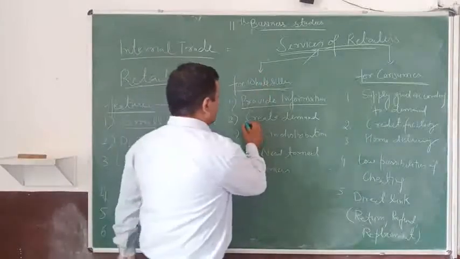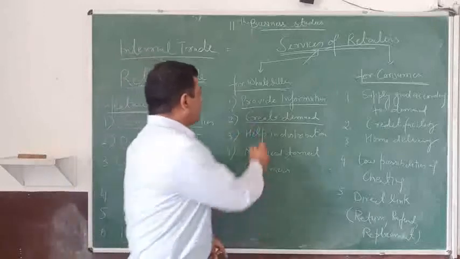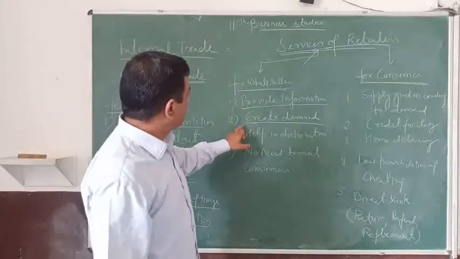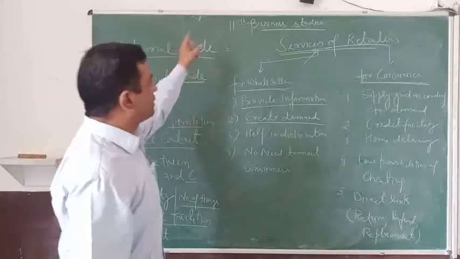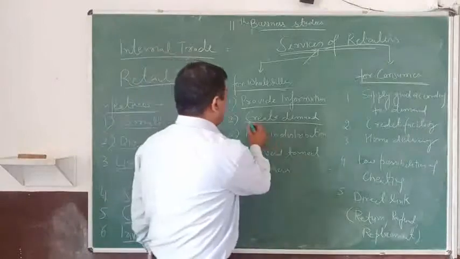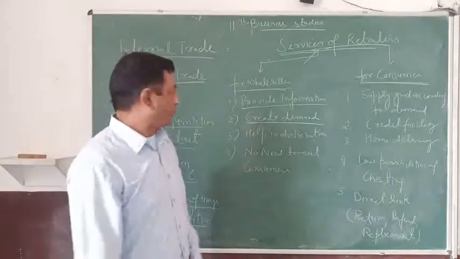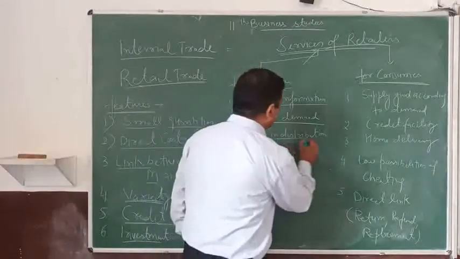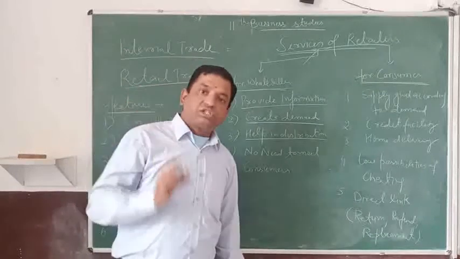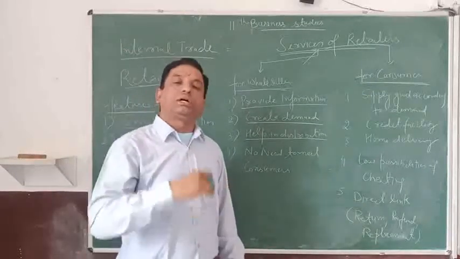Second, the retailer creates the demand of the product, because the product offered by the wholesaler to the retailer is sold; he creates the demand by offering those goods to the ultimate consumer. Next, it helps in distribution of the goods, because the consumer is not known to the manufacturer or the wholesaler.